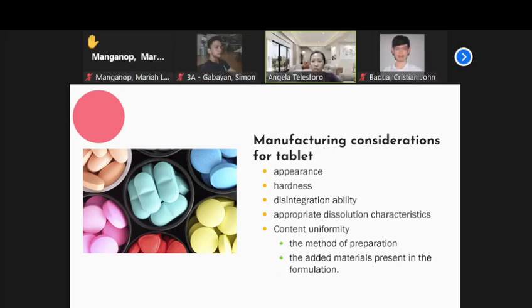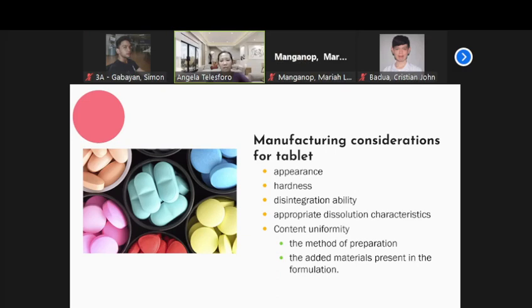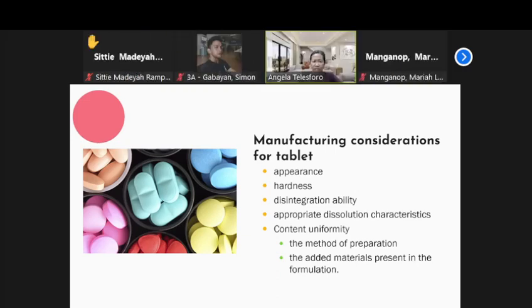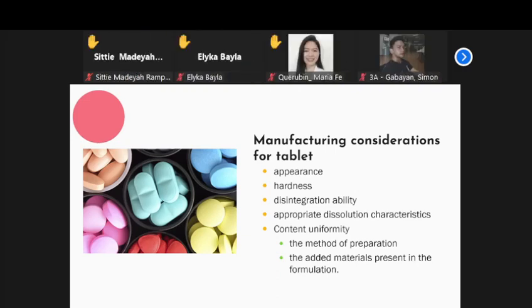Appropriate dissolution characteristics. Sige, Nop, you're raising your hand. Murag same concept lang po siya sa disintegration, ma'am, kay since ang tambal dapat properly absorb siya sa GIT and sa bloodstream, ma'am, para effective po ang tambal na ginatake. Okay. Sige. We have content uniformity. So what do you understand of content uniformity, Baila?